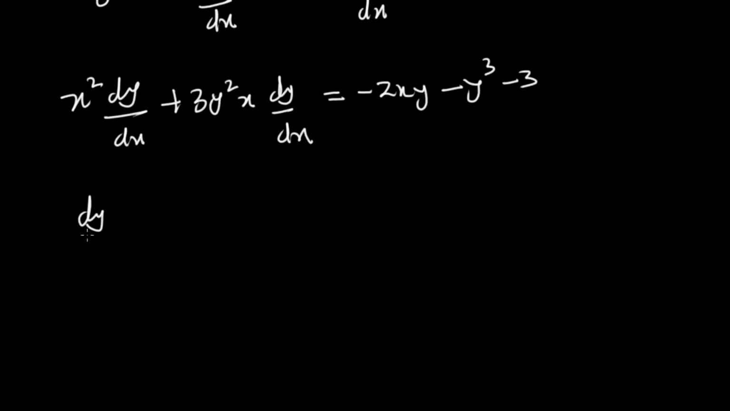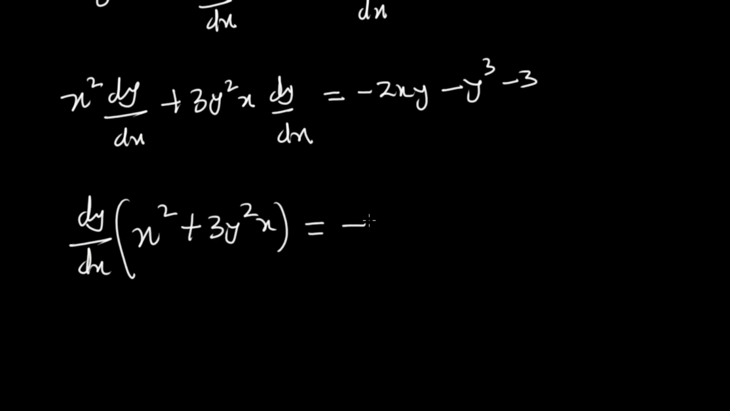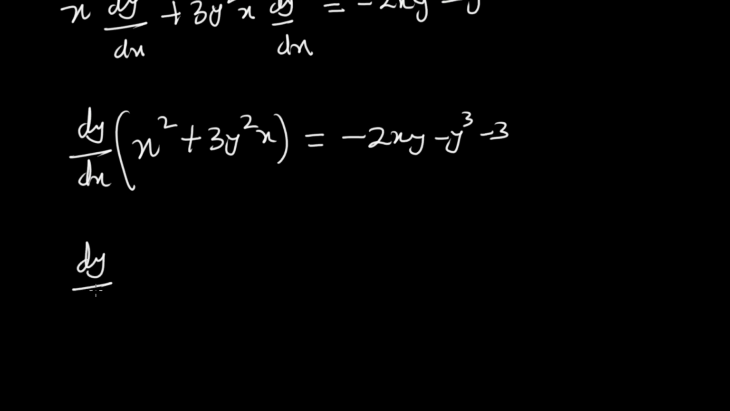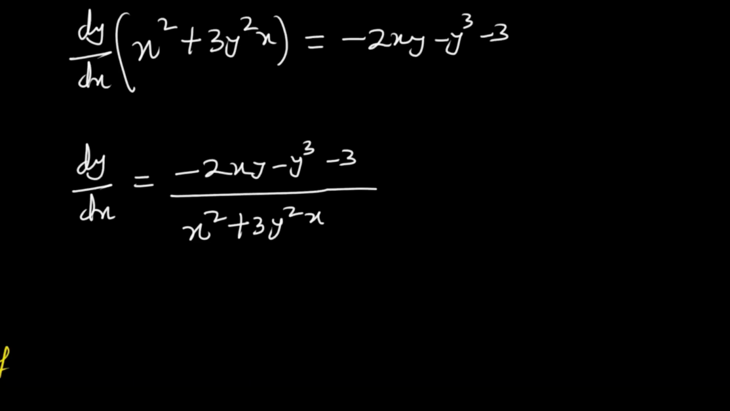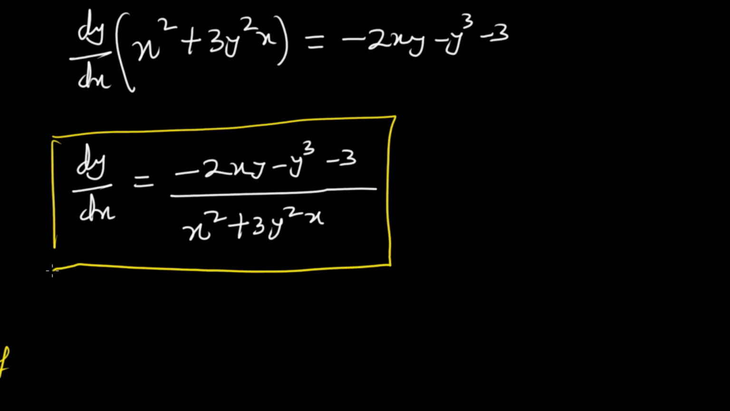So here I can factorize. And I'm going to finally have my dy over dx as the expression, minus 2xy minus y cubed minus 3, all over x squared plus 3y squared x. So this is the expression of my gradient function, dy over dx equal to this.